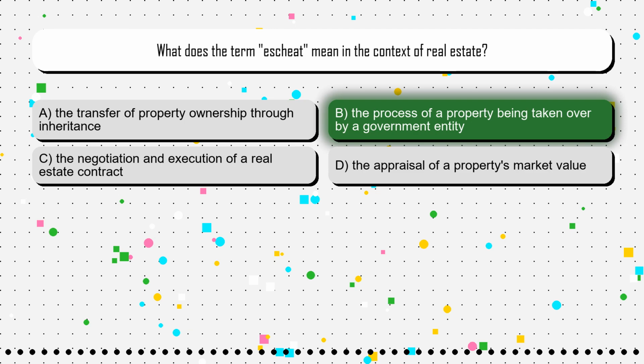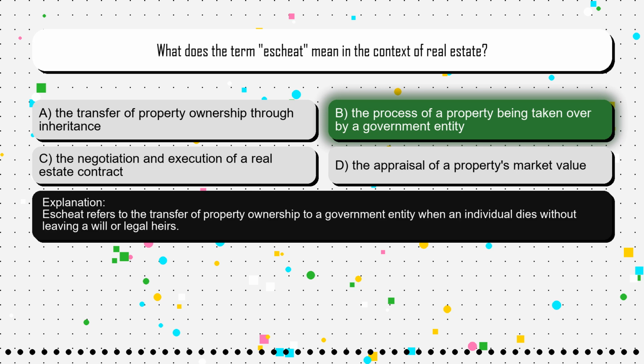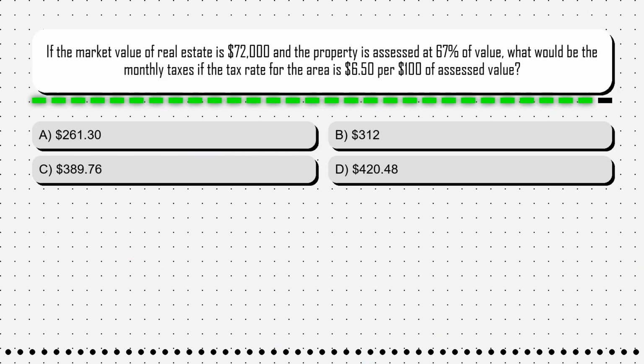The correct answer is option B, the process of a property being taken over by a government entity. Escheat refers to the transfer of property ownership to a government entity when an individual dies without leaving a will or legal heirs.